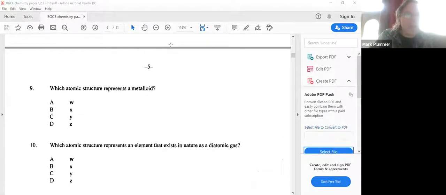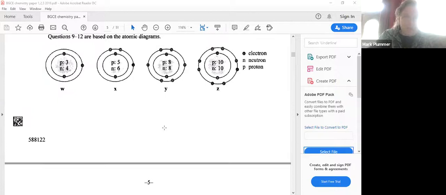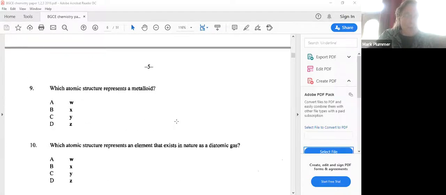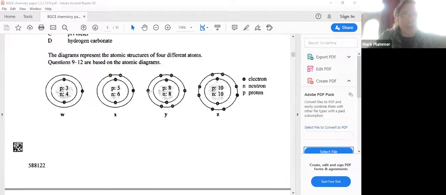Number 10, which atomic structure represents an element that exists in nature as a diatomic gas? There are only a few. Nitrogen and oxygen are two that spring to mind, but there are others. The answer to number 10 is C. So the answer is Y. The substance we're looking at is Y.